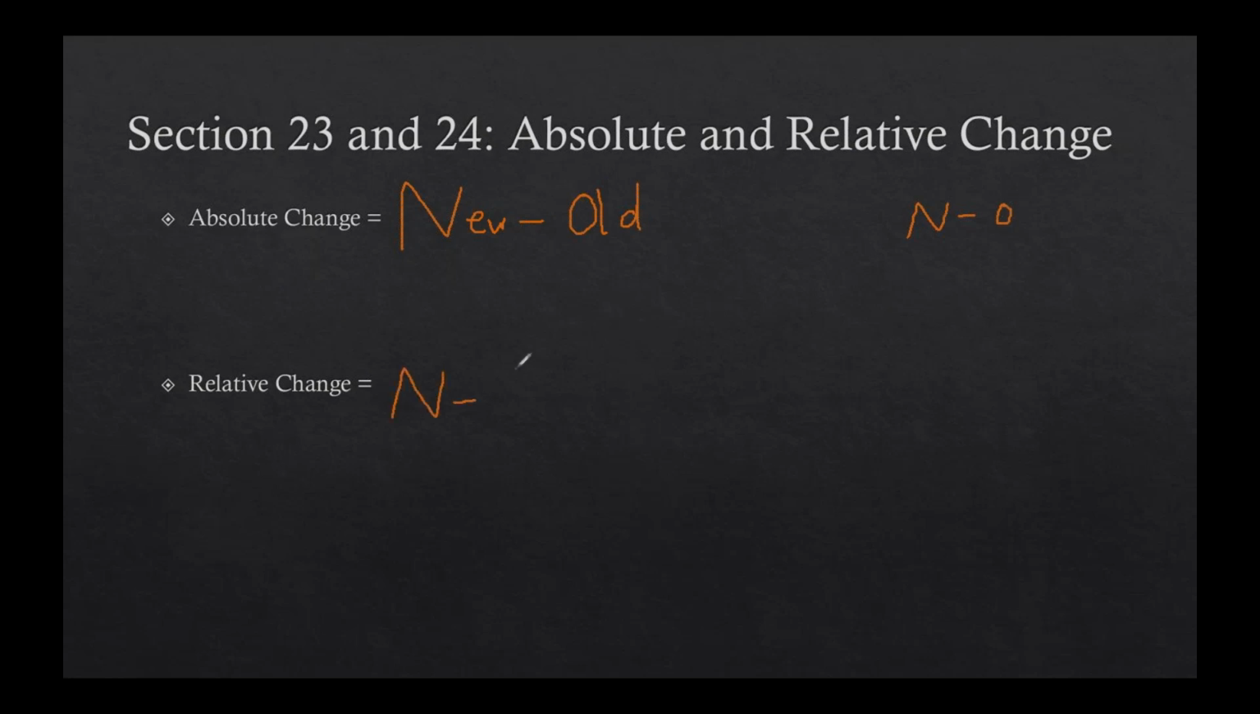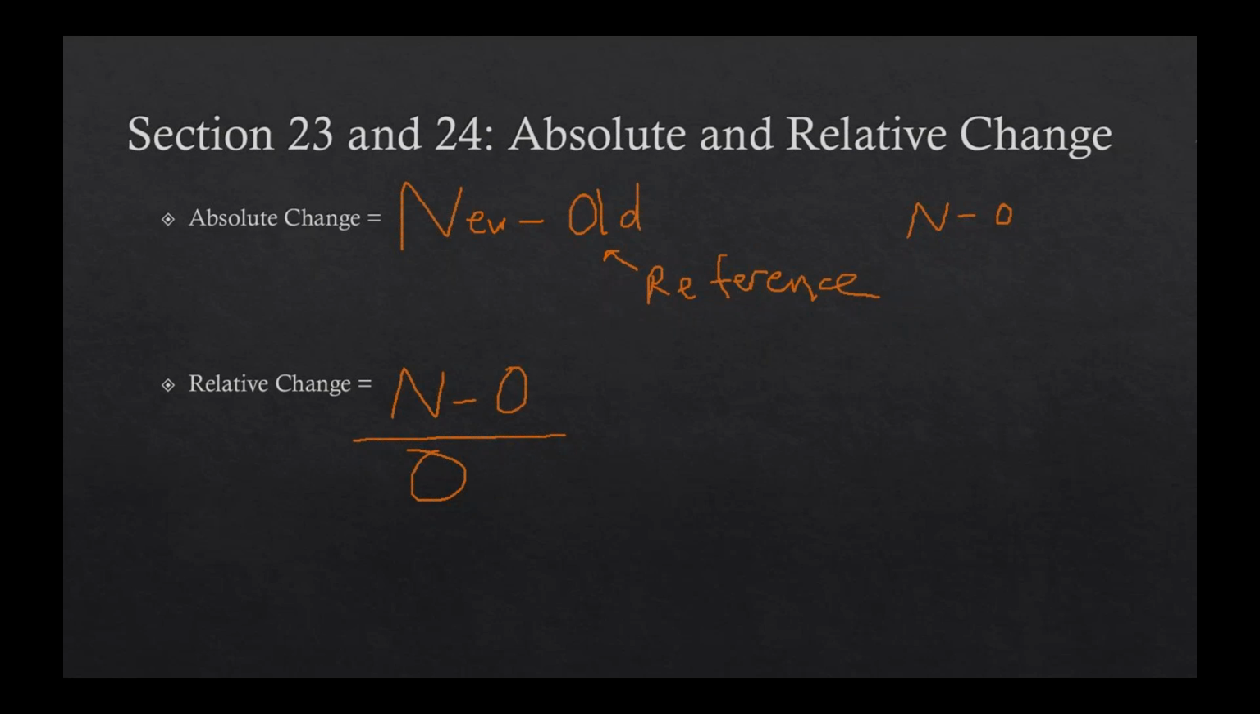Relative change is new minus old divided by old. And sometimes people call the old value the reference value, because you're always referencing back to the old value. So relative change is new minus old divided by old. And you'll see that that gives us a fraction. And then that fraction we can turn into a percent. So those are kind of the formulas for section 23, which is the straightforward section.